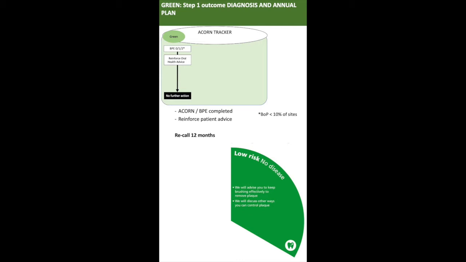After completing the ACORN form with all green and BPE 0-0-0-0-1-0, the dentist reinforces the oral health advice and discusses other ways to prevent plaque, along with a referral to the oral health educator. The dentist then asks Gwen to come back in 12 months' time for her next checkup and to book to see the oral health educator. The patient is willing to engage and actively participate, keeping up with her appointments in order to improve the well-being of her oral health.